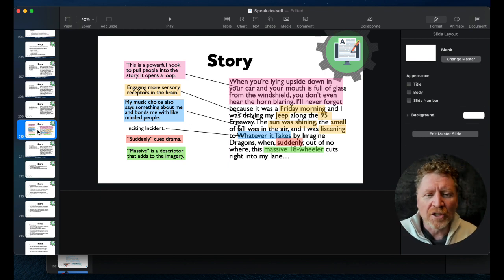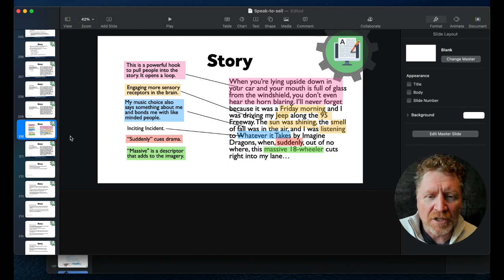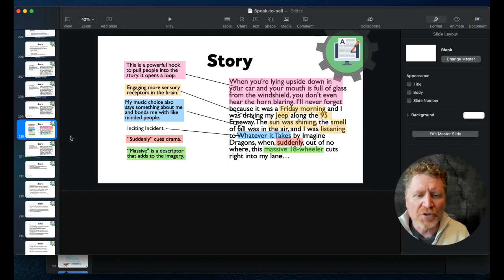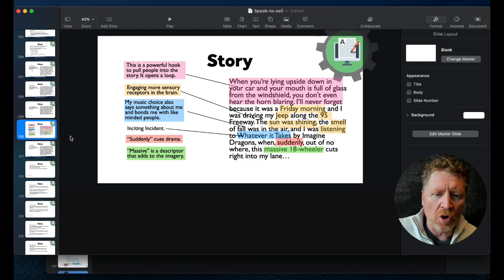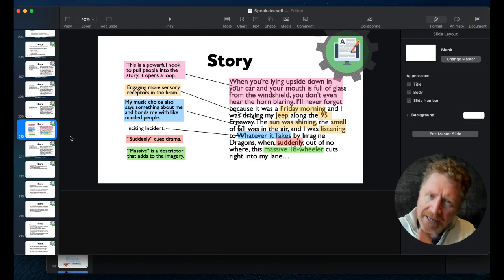So the reason I included that is my music choice says something about me, and also bonds me with like-minded people. For those who like Imagine Dragons, great; for those who don't, they don't really care, right? And then I use the word suddenly. Suddenly cues drama. And this is always the beginning of the inciting incident. Now, if you've taken any training about storytelling, you'll know that there always should be an inciting incident. In other words, pre-story, inciting incident, and then the drama starts, right? The tension begins. And so suddenly just cues the brain, like people are going to sit up and pay attention.